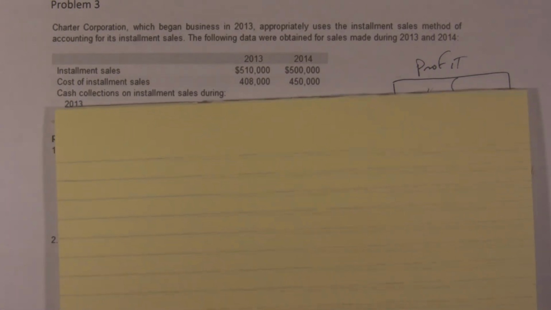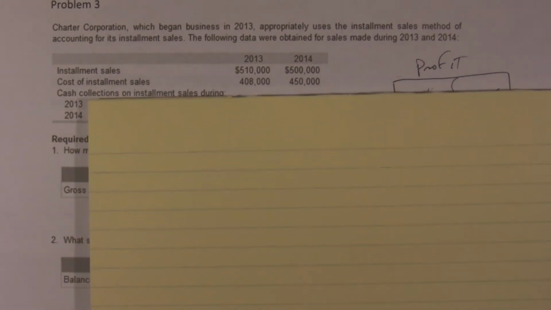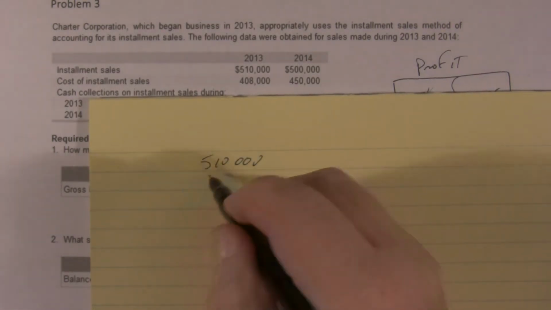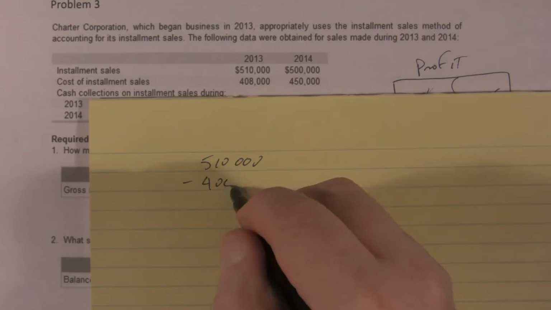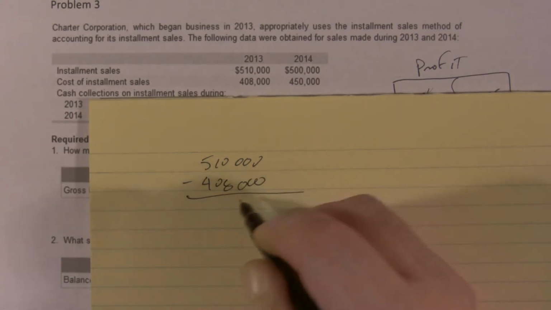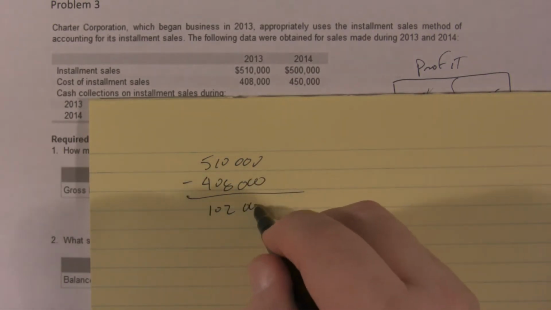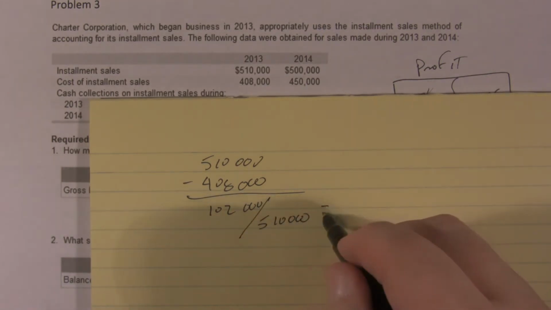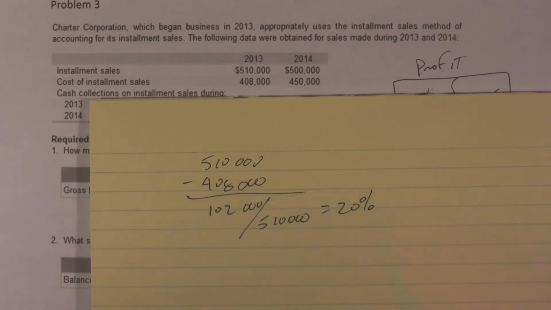We'll do 2013 first. We can take 510 minus 408, which gives us 102,000. Divide that by 510, and we get 20%. That would give us the profit.